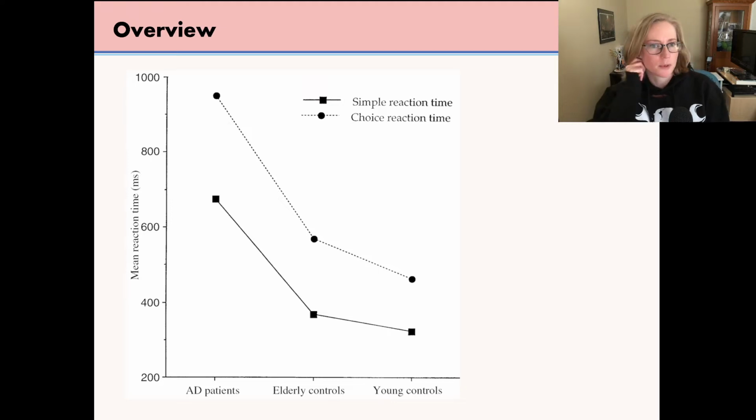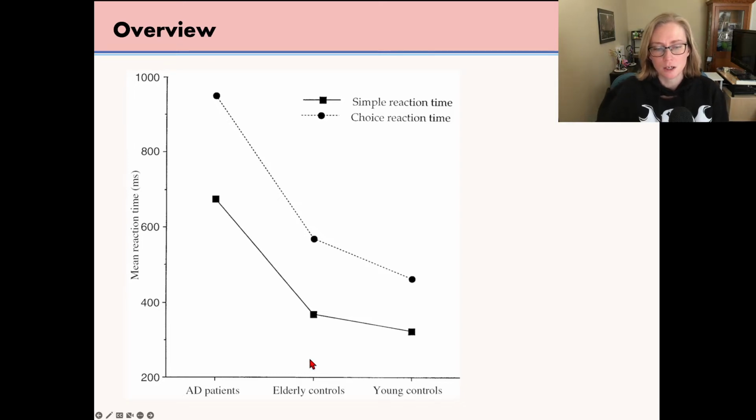Okay, so I'm going to start out with an example, and this is taken from an actual research study. I put the citation in the comments if you're interested. So here, first of all, we need to figure out what the x and the y-axis is. Down here, we have our x-axis that are our categories. So we're looking at young controls, elderly controls, and then this is going to be the main population that we're interested in. These are Alzheimer's disease patients, AD, Alzheimer's disease.